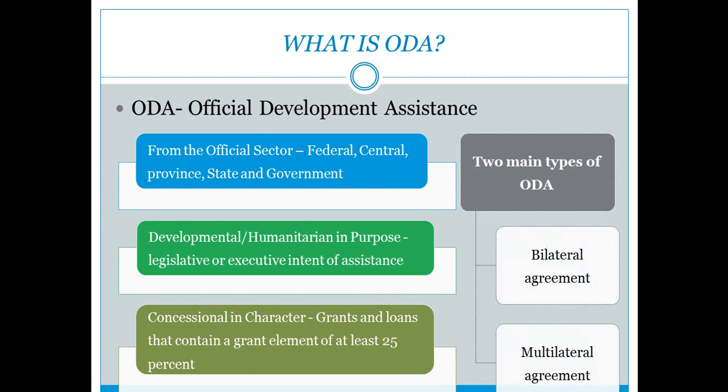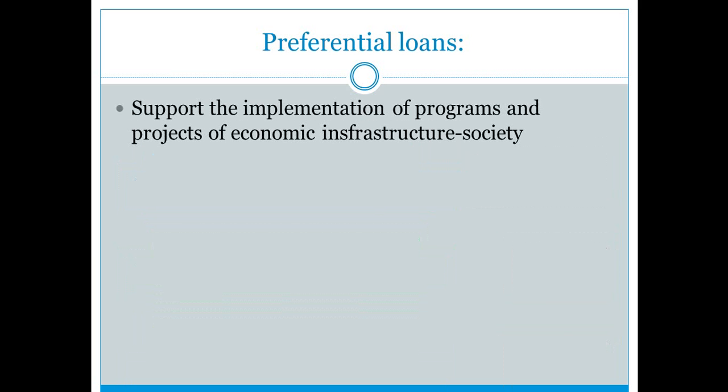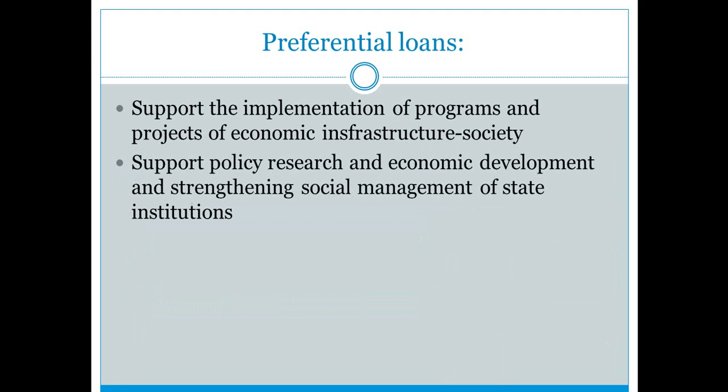It means directly cooperating with the recipient country, and multilateral agreement means cooperating through international organizations. Priority areas using ODA preferential loans include support for the implementation of programs and projects of economic and social infrastructure, support for policy research and economic development, strengthening social management of the state institutions, support for the development of human resources, and so on.